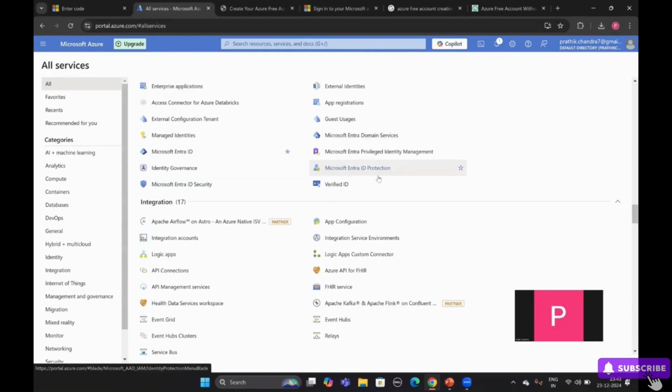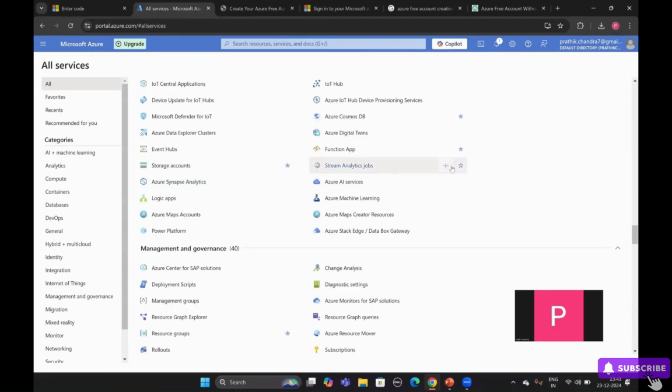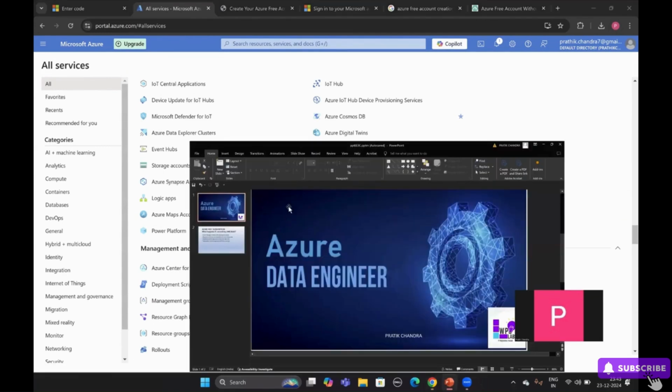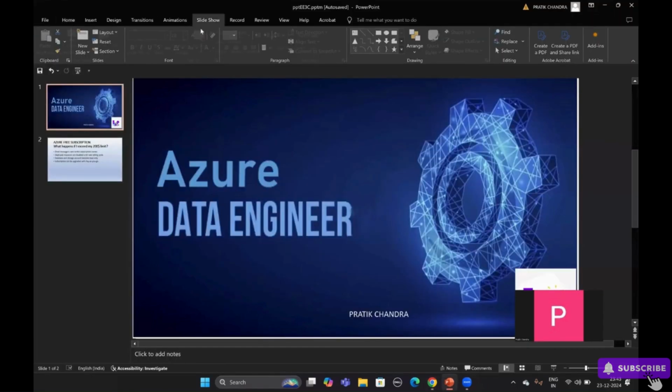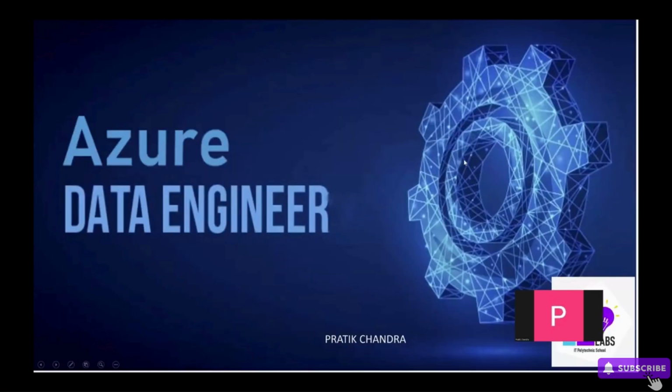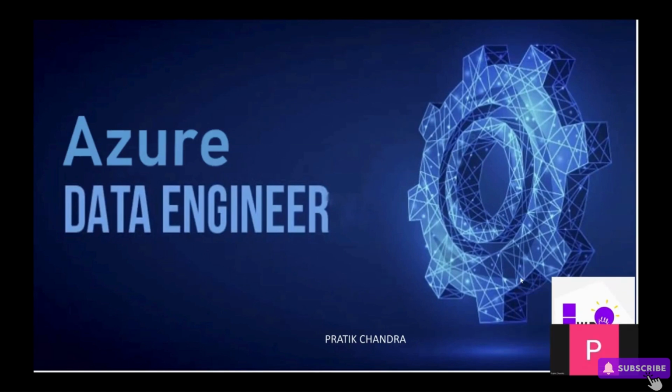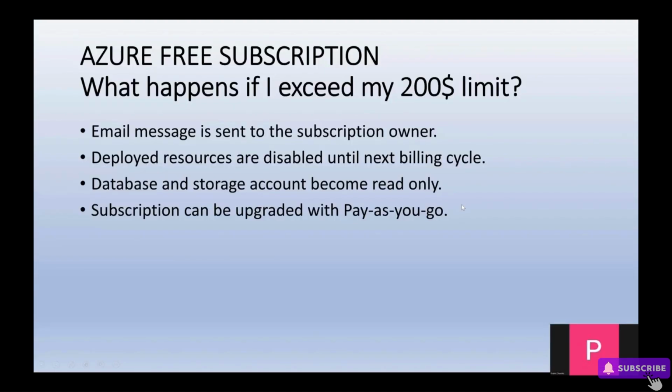Now most of you guys might be wondering what will happen after your subscription is over, right? I'll show you guys what happens next. So what happens if you exceed that? First thing, guys, don't worry, an email message will be sent to the owner, that's you. Depending on your email, or it might be your phone number, you will get a text message. And also the resources will be disabled until you pay for the next time.